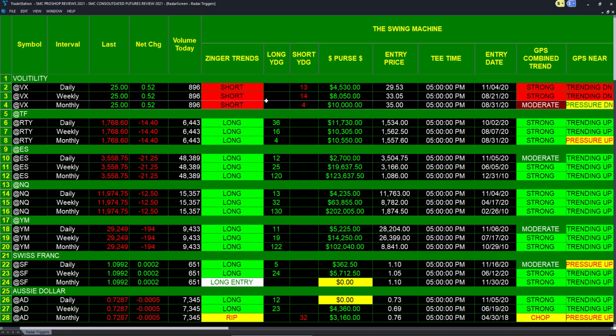On a weekly basis, if you had shorted volatility 14 weeks ago at 33.05 at 5 p.m. on August 21st, you'd be up that amount of money. And if you had shorted volatility 4 months ago at that price, at that time, on that date, one contract, you would be up $10,000.